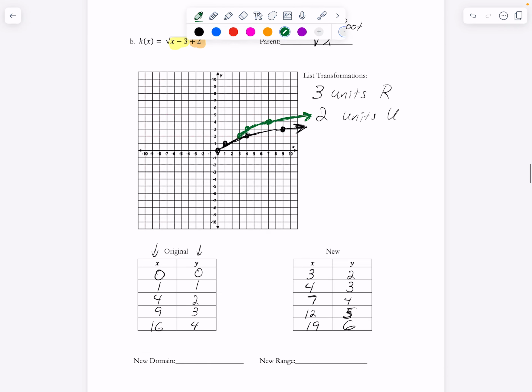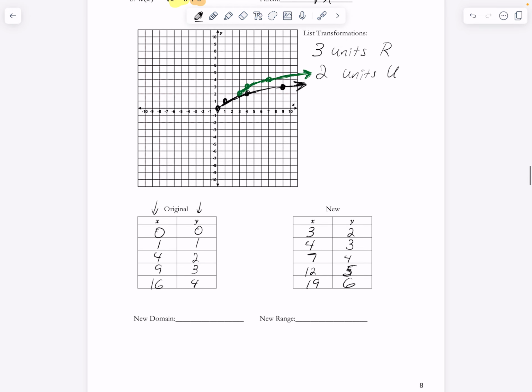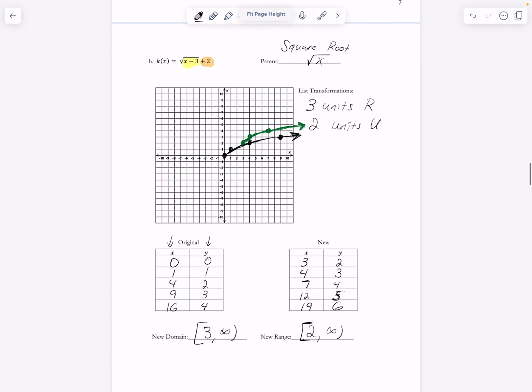Now, it is going to change the domain and range. The new lowest x value is going to be 3. And then we can plug in anything that's to the right of that 3. In terms of the range, the new low y value is at +2, going to positive infinity. So that is letter B, the second one, transforming the square root function. Let's do a third one.